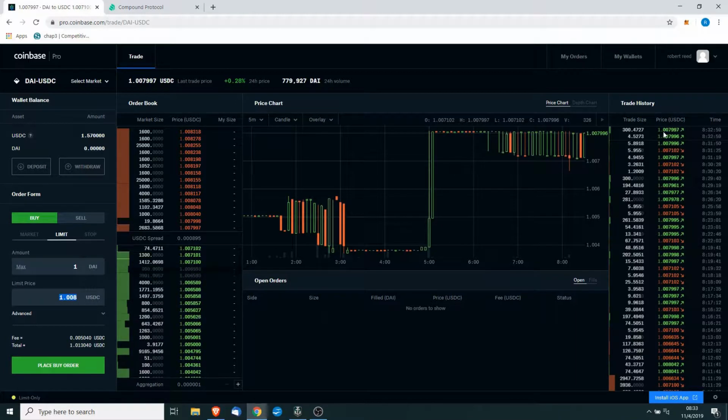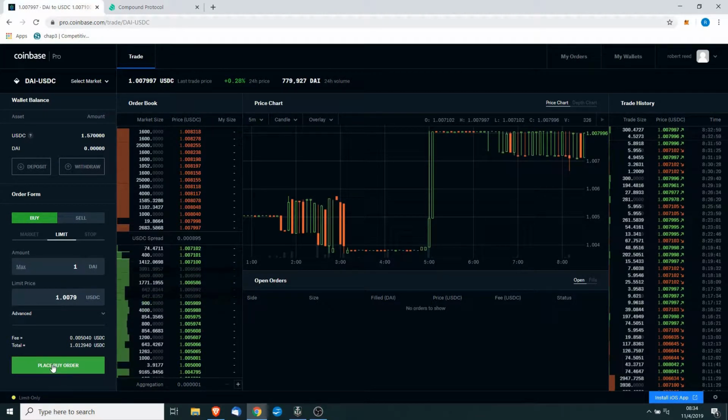So we see on the trade history that it currently appears that USDC is taking about 1.007 USDC coin to buy one DAI. So what I want to do is set my limit order slightly below this market order. I'm going to change this to 1.0079 USDC coin, and this is going to set my limit order.